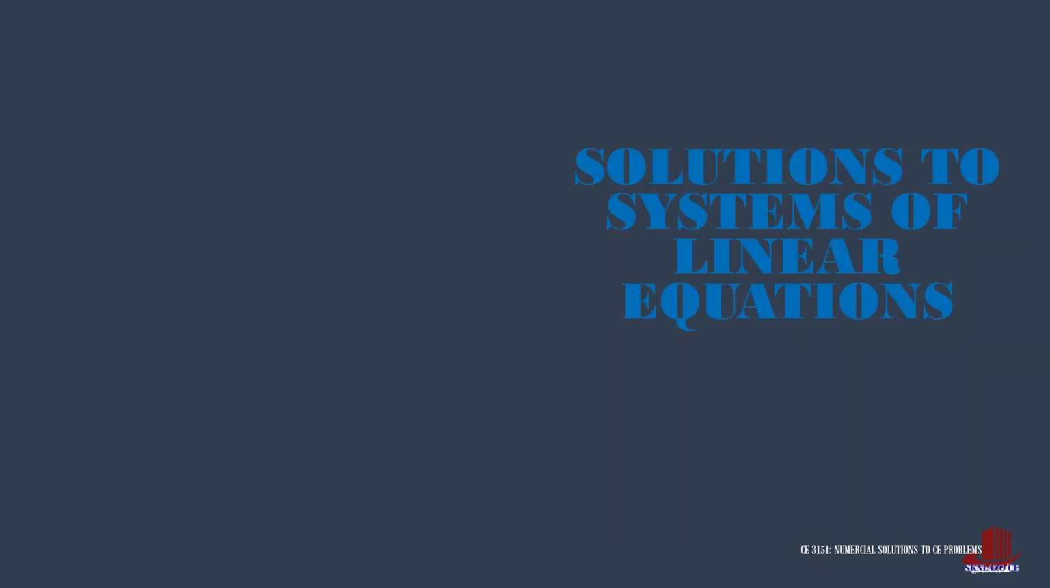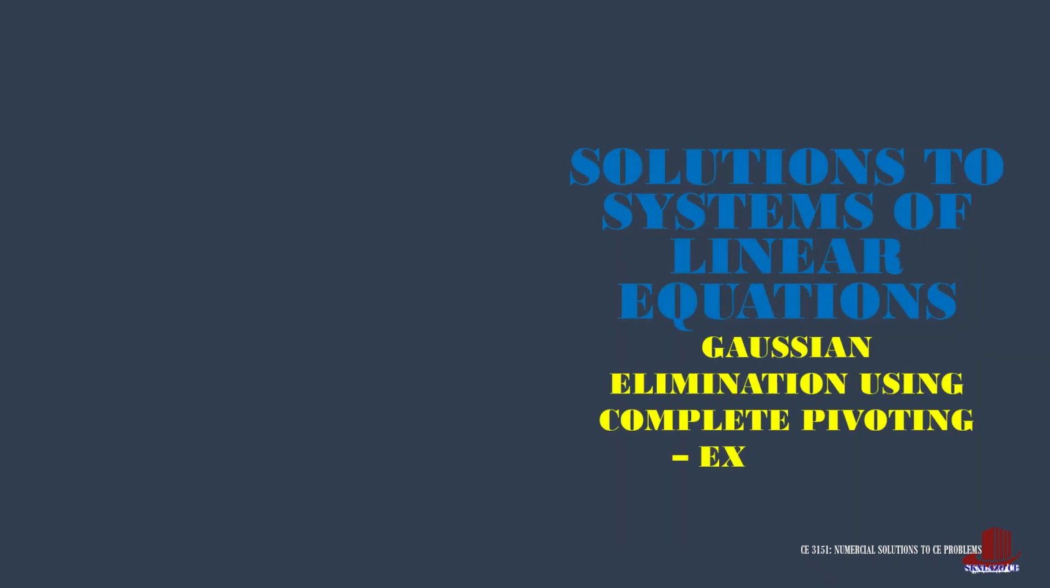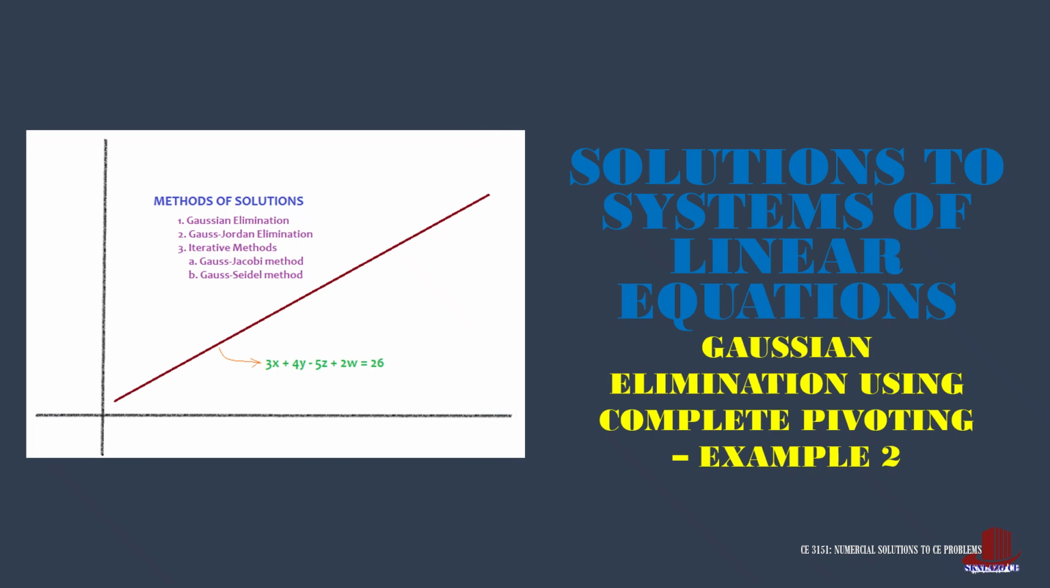The way of choosing a pivot element in Gaussian elimination is taking the absolute value of the most dominant coefficient. Check how complete pivoting solves a system of equations here in numerical solutions to see problems.